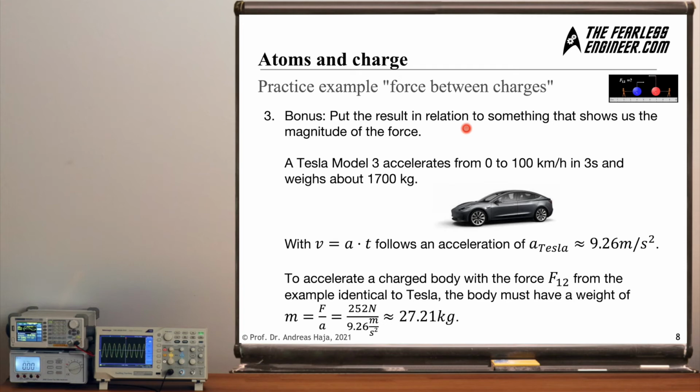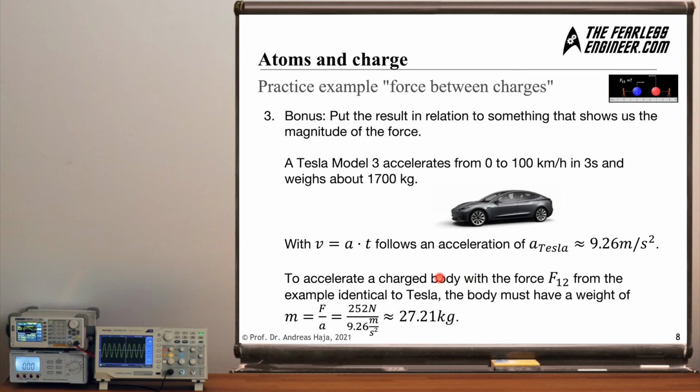And in order to do so, let's employ a Tesla Model 3, and we can look up from the datasheet that this car accelerates from 0 to 100 kilometers per hour in only 3 seconds, and it weighs about 1.7 metric tons. And we can now use a simple motion equation, which is the velocity equals the product of acceleration times time. And we can, by using this equation, compute from the values given here that the acceleration of the Tesla, when it really speeds up from 0 to 100, is around 9.27 meters per second squared.